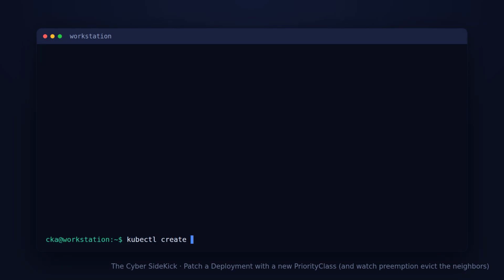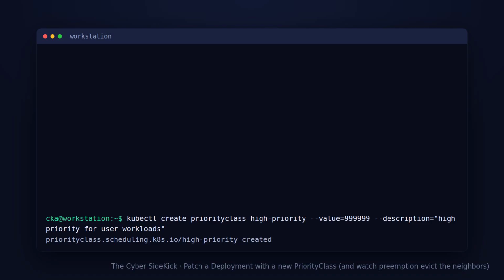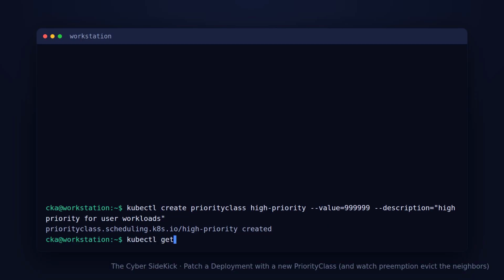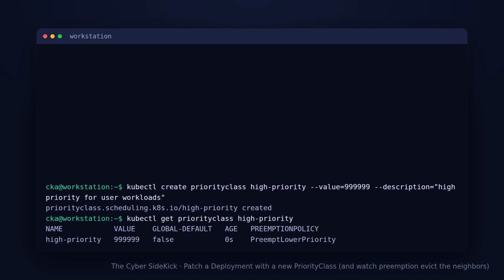You do not need YAML for this. kubectl create priorityclass high-priority, value 999,999, and a description, because the question says it is for user workloads. One line, done. If you prefer the declarative route, the docs page for pod priority and preemption has a copy-paste example, but in an exam, the imperative command is 30 seconds faster. Confirm it. High priority now exists with exactly the value we derived, one less than the highest user-defined class.